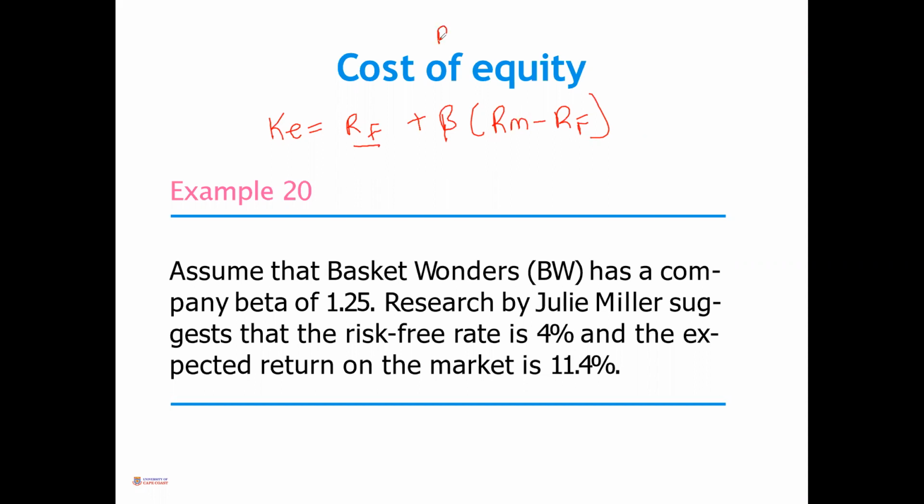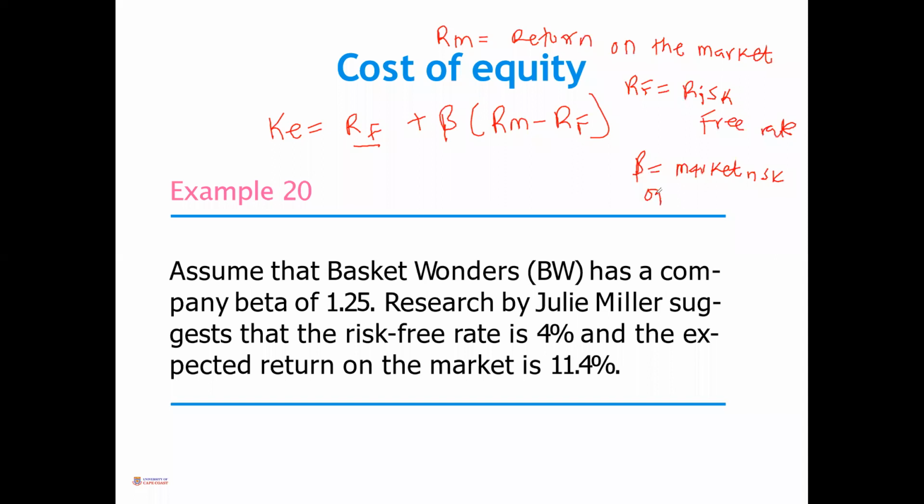Now, RM is called return on the market. RF is called risk-free rate. And beta is called market risk of the asset. Okay.